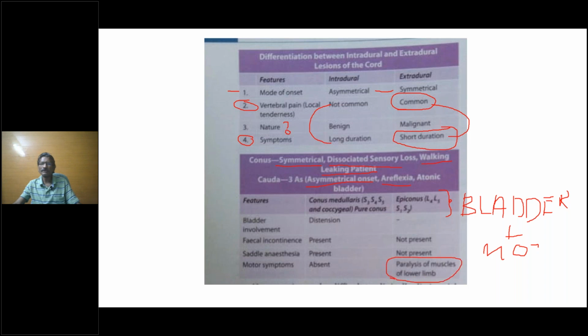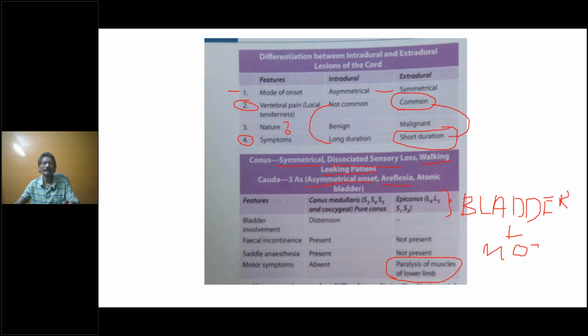So it's actually the opposite of what you see in conus. In conus, the bladder is affected, motor is not affected. Here bladder is not affected, whereas motor is affected. I think you just remember that point alone. As far as epiconus is concerned, it's a very small segment. As I told you, L4, L5, S1, S2, that kind of lesion is actually not common.